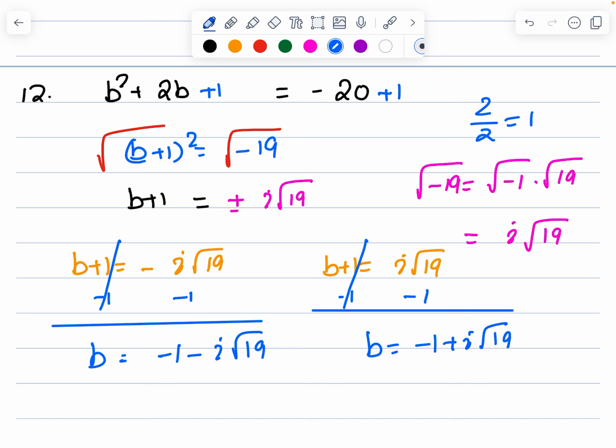So this is the way we solve for x or any particular variable, using the completing the square method for a quadratic equation. So this is only up to 12 questions. The remaining questions and more practice will be given in part 2 of this video.